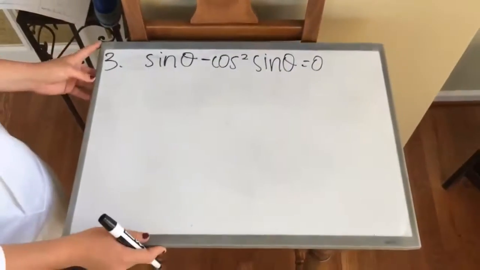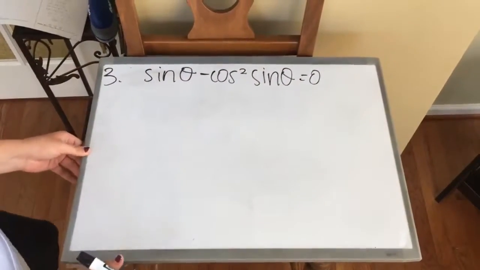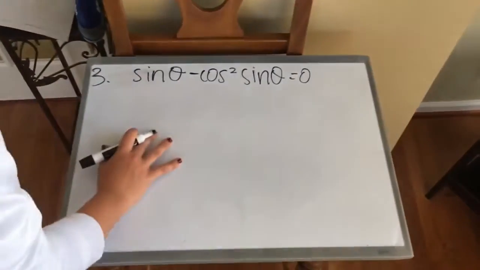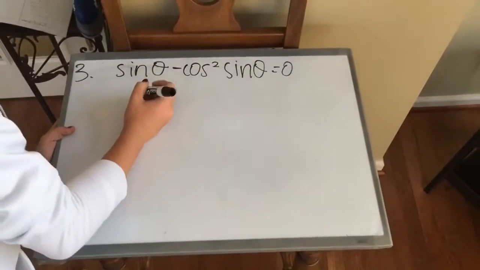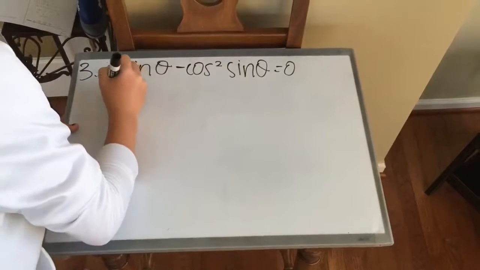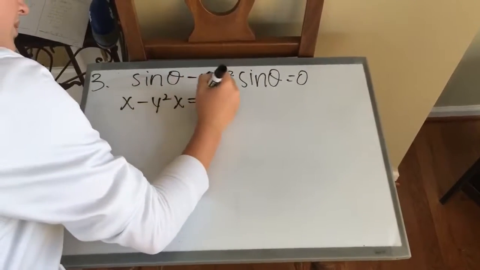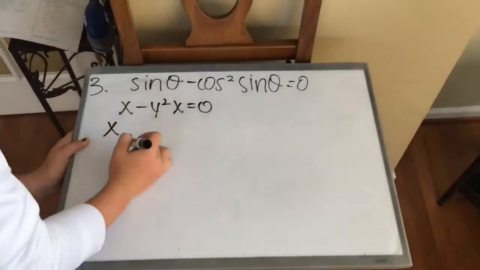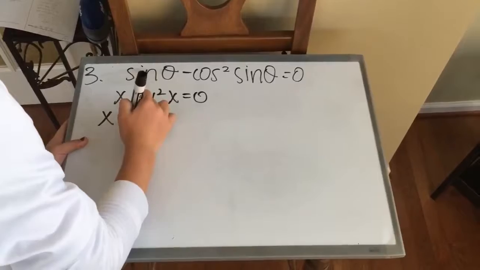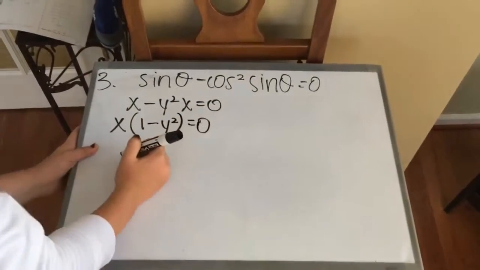Okay, our final example is using sine and cosine, which are not reciprocals of each other, so we cannot rewrite either of the two. So our first step is simply going to be rewriting the function in terms of x and y rather than sine and cosine. So we get x minus y squared times x is equal to 0. The next step is to pull an x out of the equation. So we get x times 1 minus y squared is equal to 0.